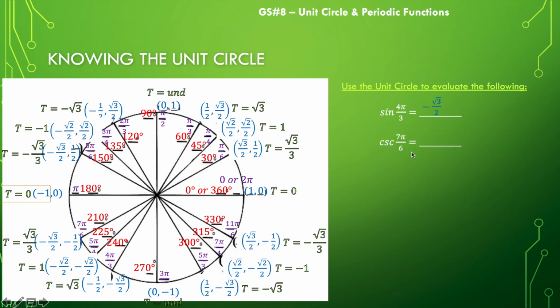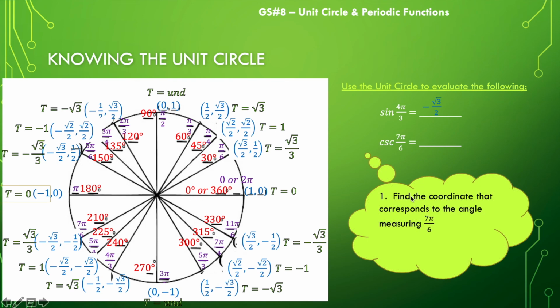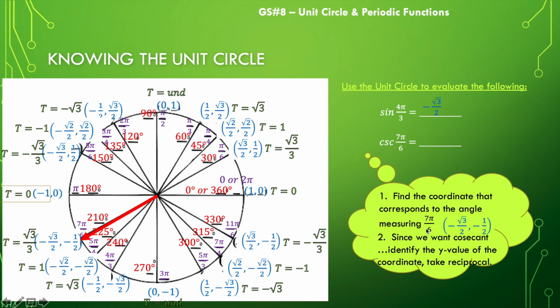Let's try another one. Oh, cosecant of 7 pi over 6. Again, find that angle measure, 7 pi over 6, and find the coordinate that corresponds to it. So here's 7 pi over 6, and here's the coordinate, okay? So here's my coordinate, and I am interested in cosecant. And cosecant, remember, is the reciprocal of sine. So I'm going to take that y value and take the reciprocal of the y value, and that will be the cosecant there. And so that reciprocal will be -2.